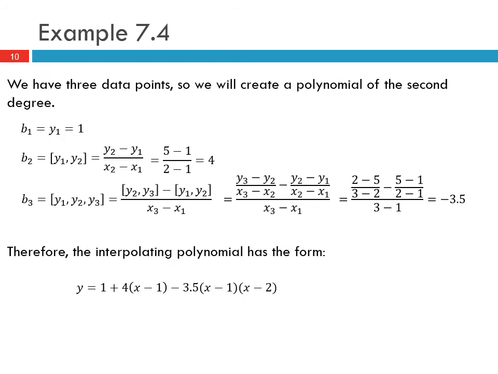So the interpolating polynomial has the form shown here. So again, this is our b1, b2, and b3, which we can expand out and get the expression for the polynomial shown here.